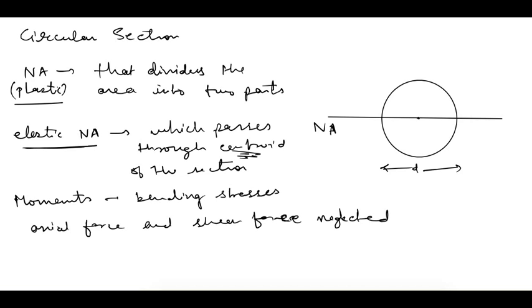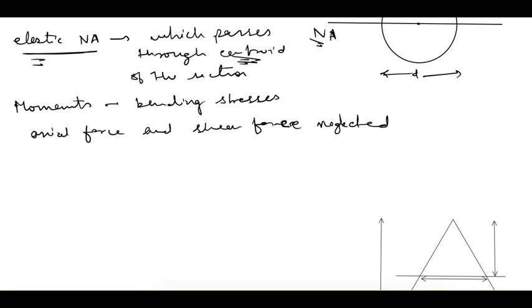Whereas as we saw, the plastic neutral axis is the axis which divides the area into two parts. So this you can remember when we go for the unsymmetrical section. For the symmetrical section, the plastic neutral axis and the elastic neutral axis both will be the same. So for the circular section, both are same.